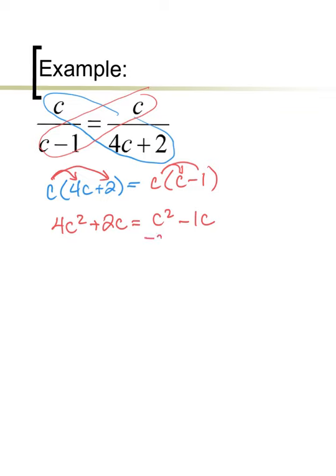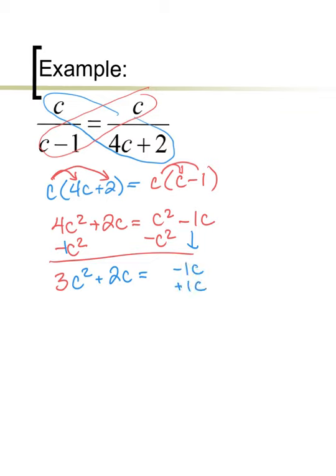I'm going to move everything over to one side so that I'm in standard form. If you need to, put a 1 there. 4c squared minus 1c squared is 3c squared plus 2c equals, copy this down, negative 1c. I'm going to move this to this side. Now I have 3c squared plus 3c equals 0. Again, personally, I think factoring is easier.